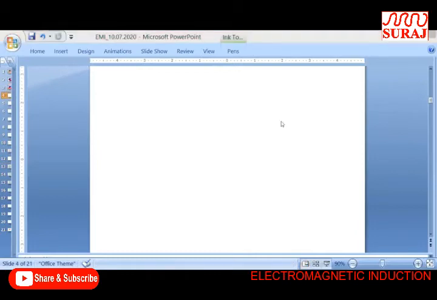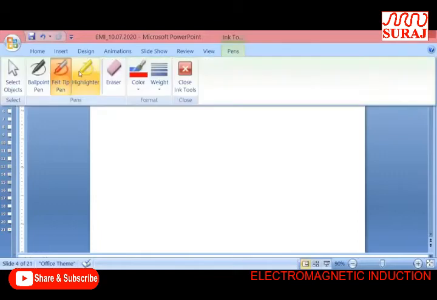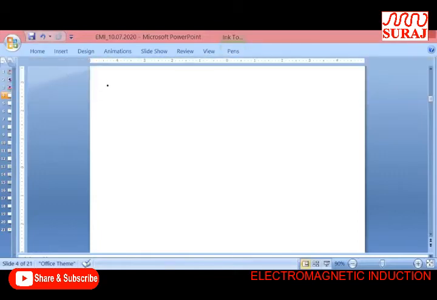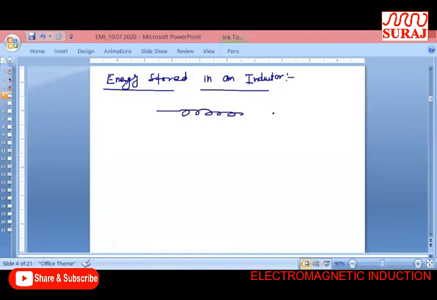Now we will see, these were a few basic questions. We will see the next thing, energy stored in an inductor. How should we calculate the energy stored in an inductor? Suppose we have an inductor, okay, and a current I is flowing, inductance is L.